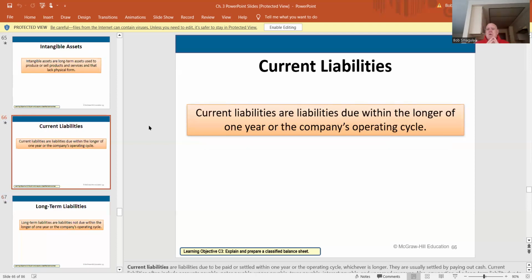Just as we had current assets and non-current assets, we're going to have current liabilities and others. Current liabilities are due within the longer of 1 year or the company's operating cycle.